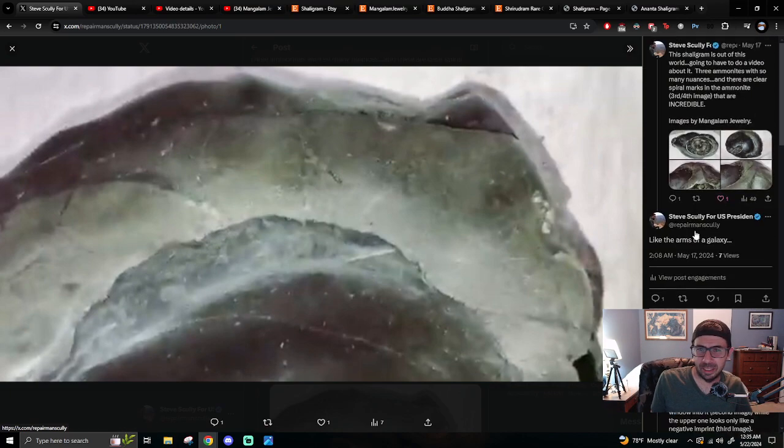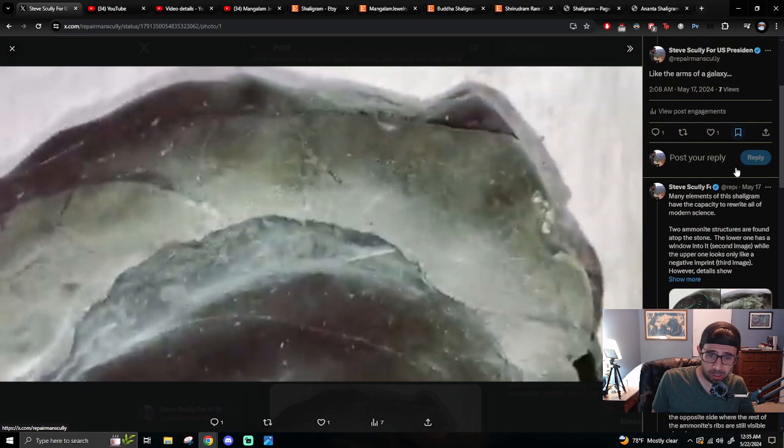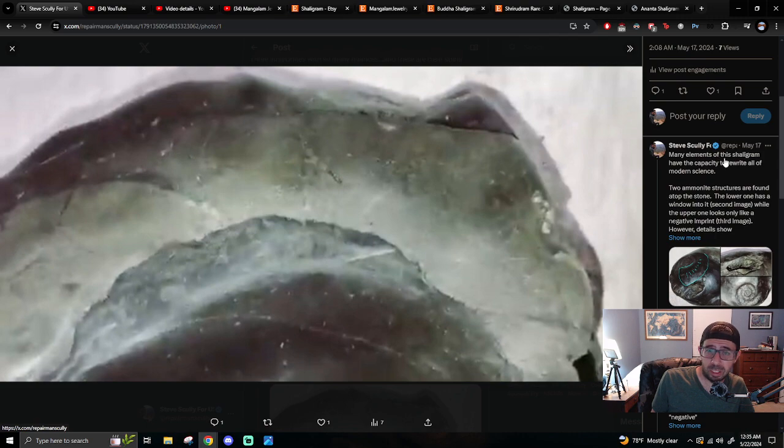Let's see what I said. Like the arms of a galaxy. This shallogram is out of this world. Going to have to do a video about it. Three ammonites with so many nuances, and there are clear spiral marks in the ammonites that are incredible, which is these things that we're just talking about. Many elements of this shallogram have the capacity to rewrite all of modern science.